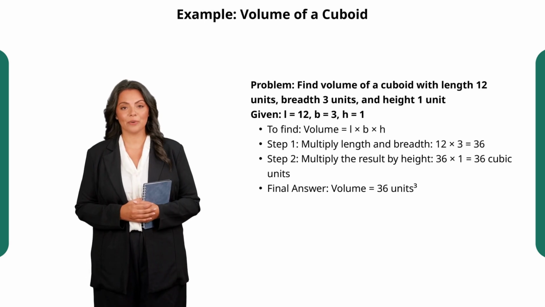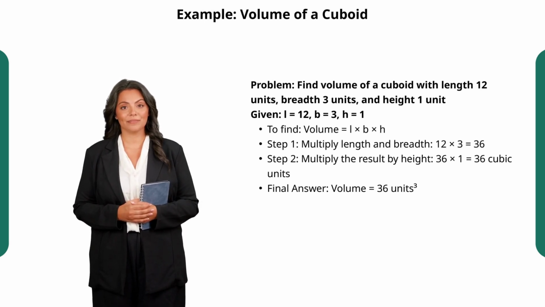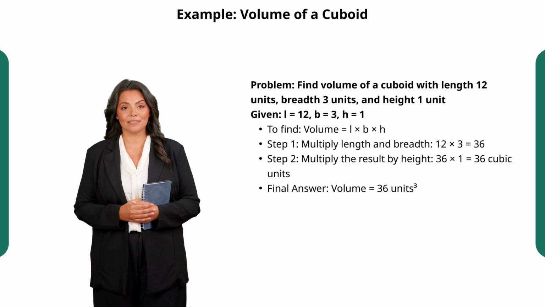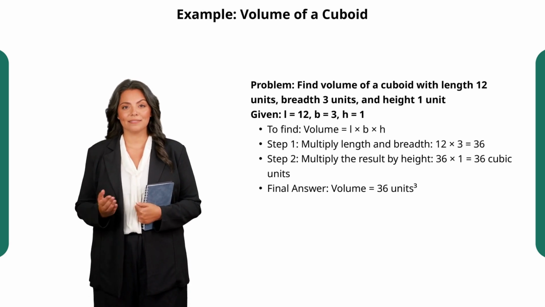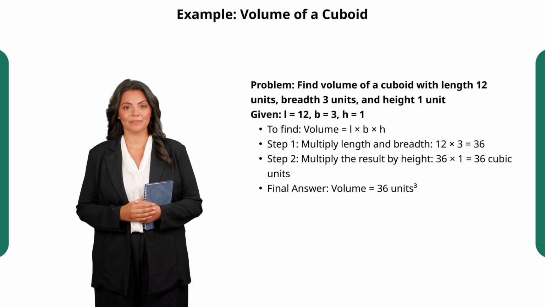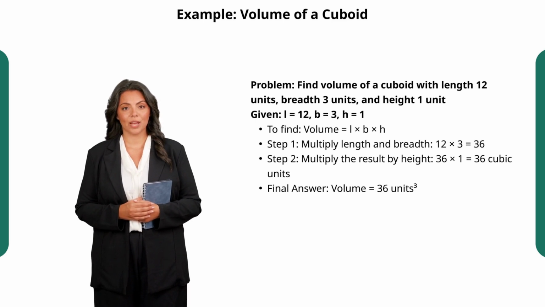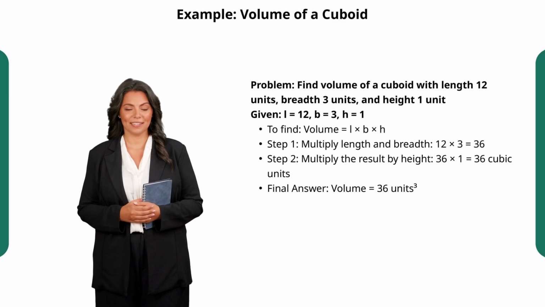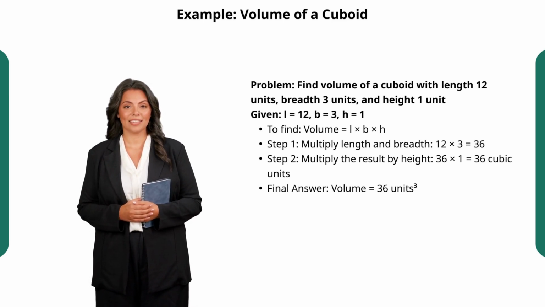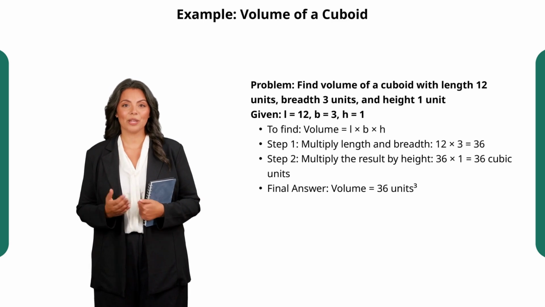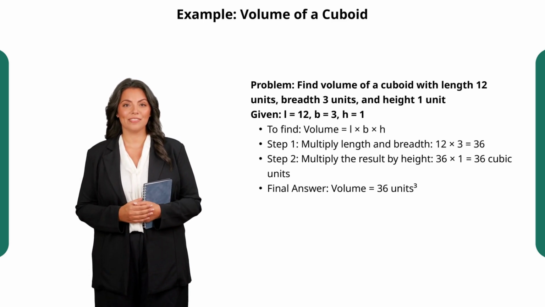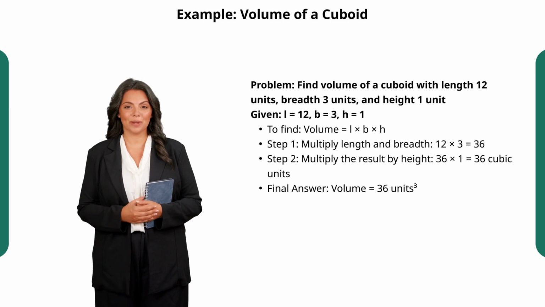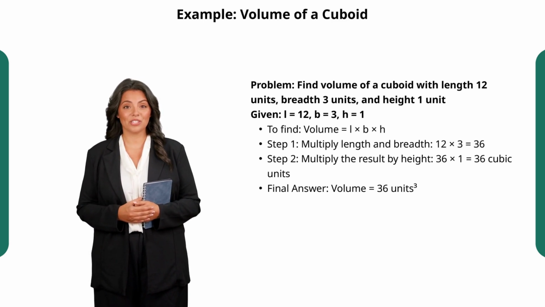Let's work through an example to find the volume of a cuboid. Suppose the length is 12 units, the breadth is 3 units, and the height is 1 unit. Using the formula, volume equals length multiplied by breadth multiplied by height. First, we multiply 12 by 3 to get 36. Then, multiplying 36 by the height, which is 1, leaves the volume still 36 cubic units. This means the cuboid occupies space equal to 36 unit cubes.